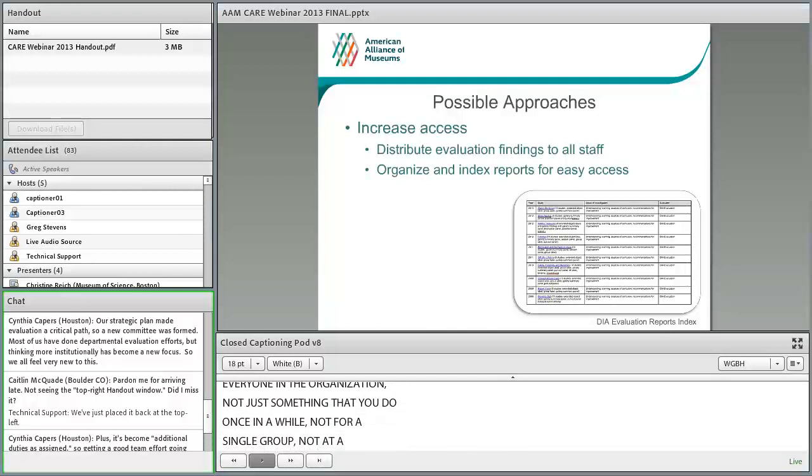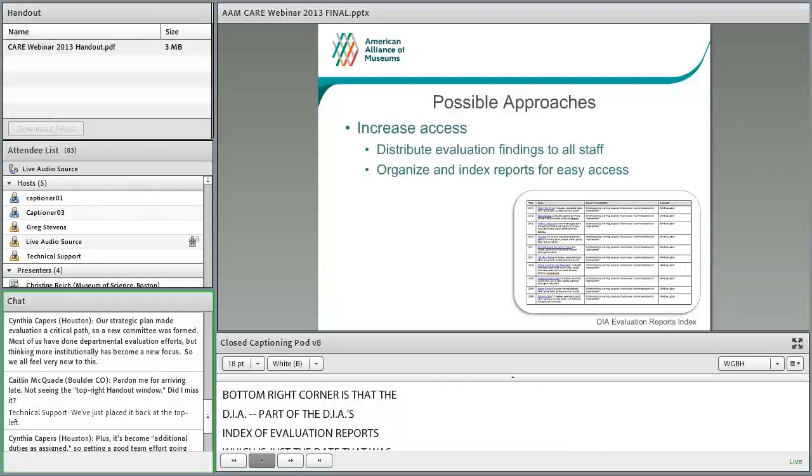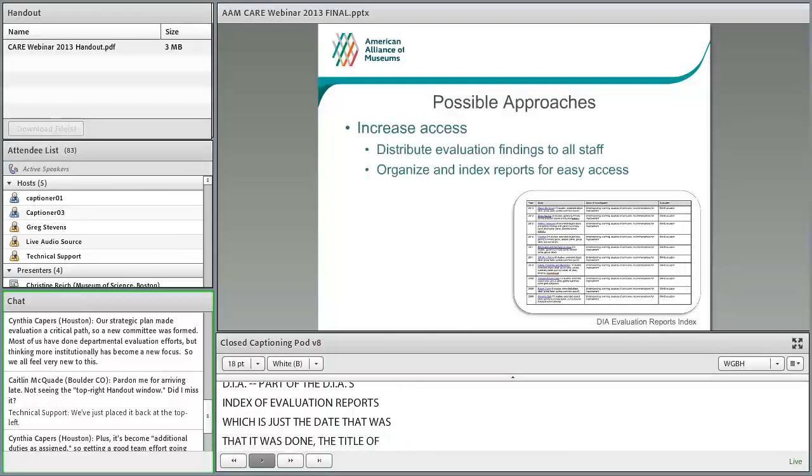And the illustration in the bottom right corner is part of the DIA's index of evaluation reports, which is just the date that it was done, the title of it, who did it, the types of information that are there, and connections then onto the share file. So again, structuring things in such a way that it communicates that these results are for everyone.